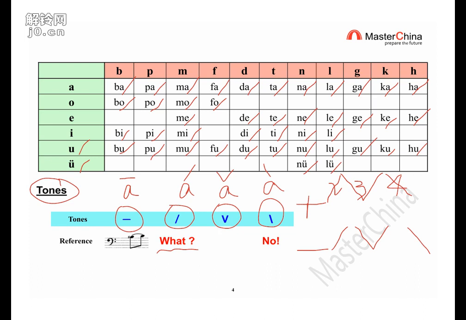So now I read them together again for you. Second. Third. And fourth tone, strong, like no, no. Okay, so now we have the four tones, and we have the initials and some finals. Let's practice some pronunciation. Now it's not only the spelling.